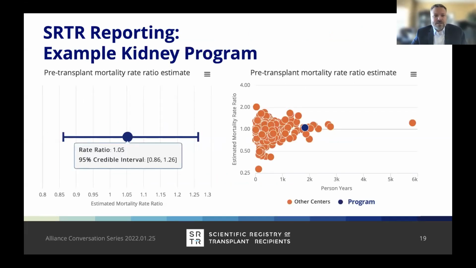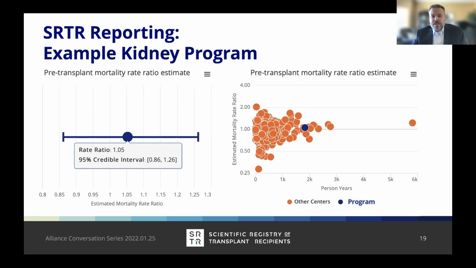So in our reports on the SRTR website, here's an example kidney program. We present that rate ratio on the left just as a blue dot with a confidence band around it. So in this case, a 1.05. Rate ratios, remember, we're dividing observed by expected. Now, I'm ignoring the add 2 there, but you get the idea. If it's 1.0, that means the observed was essentially exactly the same as the expected. So a 1.0 would be that your performance is right at what we would expect for your waitlist mortality experience. Higher than 1 would be higher mortality experience than we would expect. And lower than 1 would be a better survival rate than we expect for your waitlisted patients.